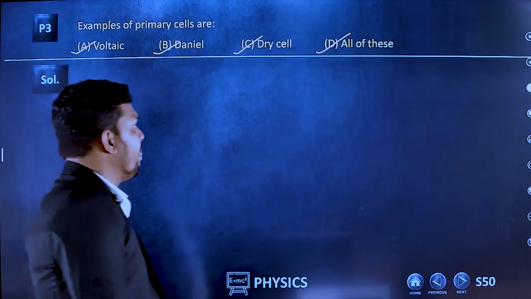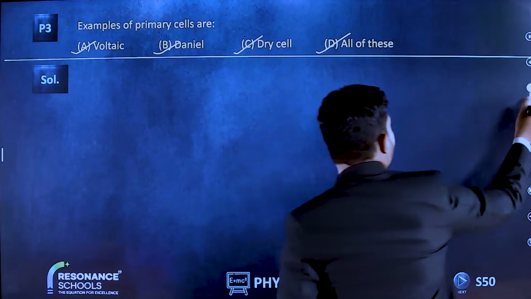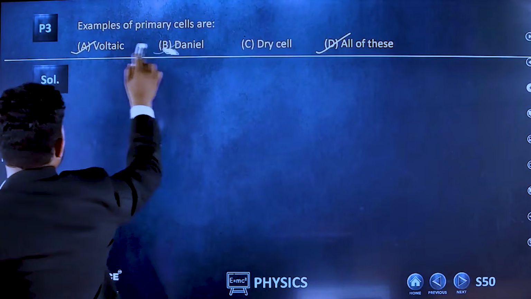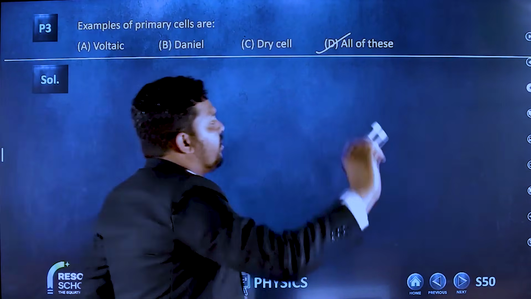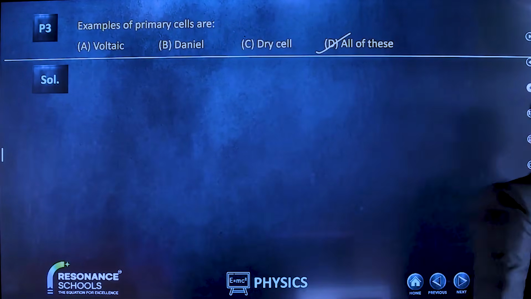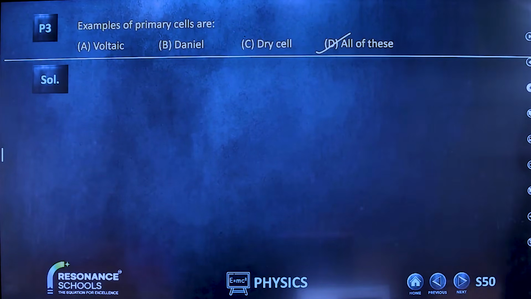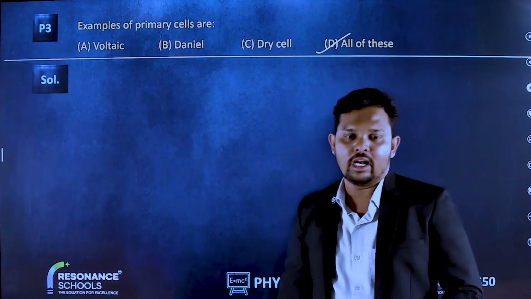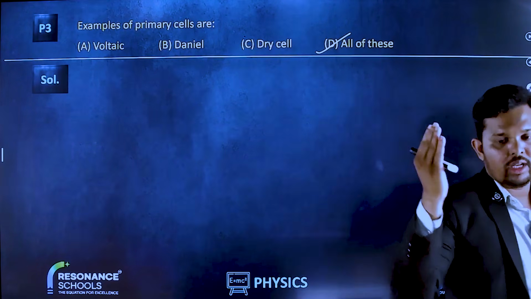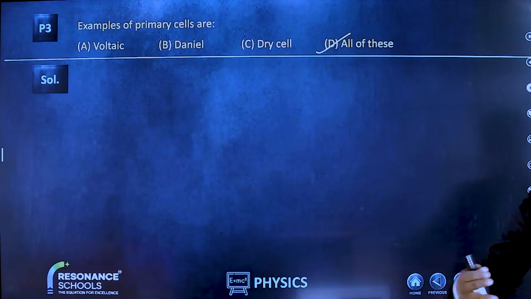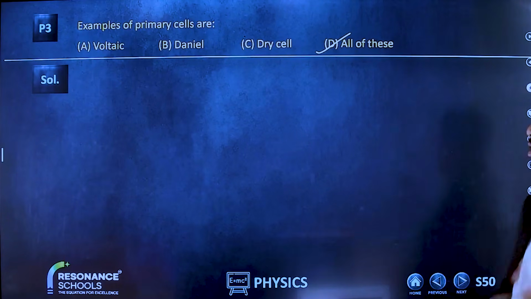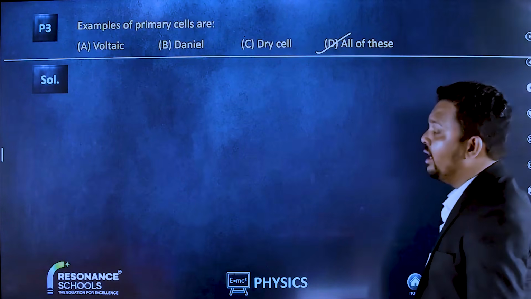So which one will be the perfect option for you? The perfect option is directly all of this. I think everyone got this part. No need of more detailed explanation because we have already done it in our last session. 100% of students gave the correct answer for this. Very good, keep it up.